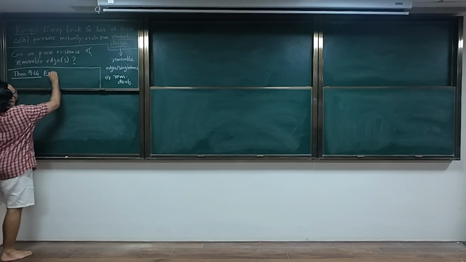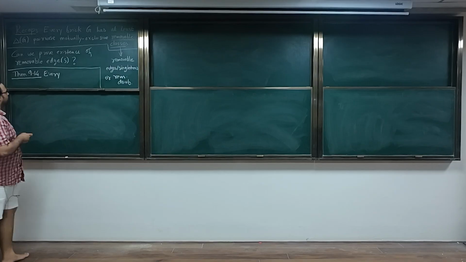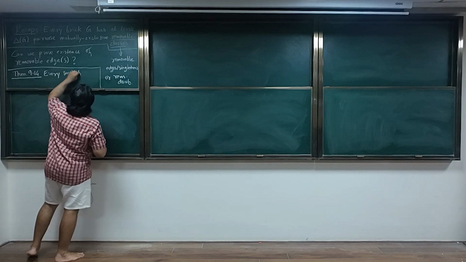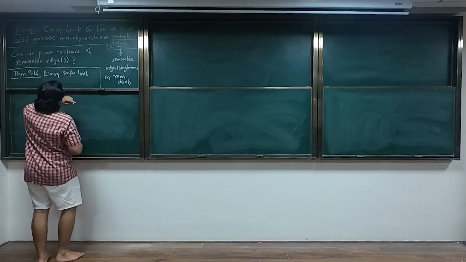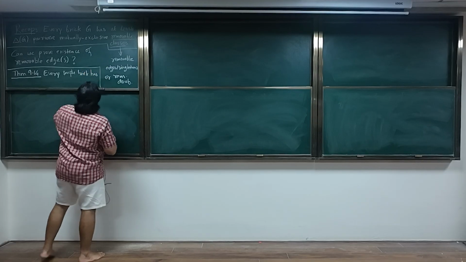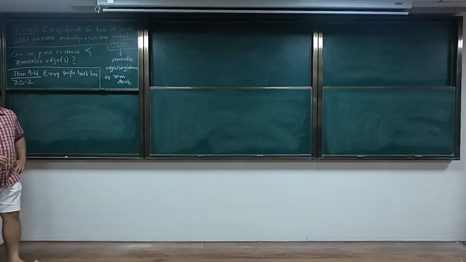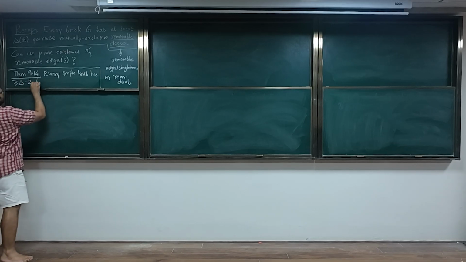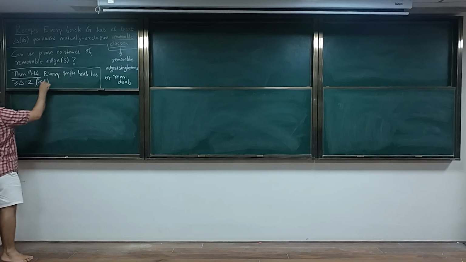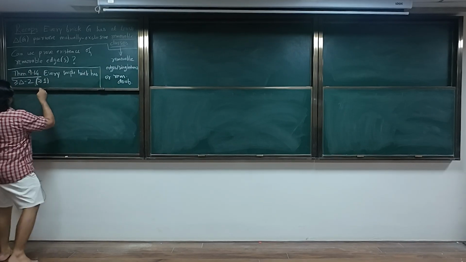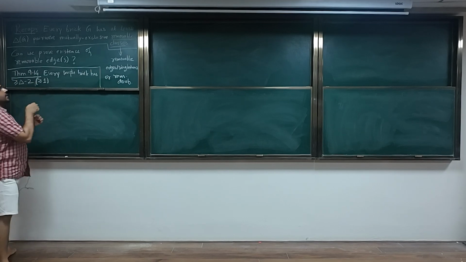Every simple brick, well, if it is not simple, anyways, there is a removable edge. I'm still deciding whether I need simple or not. Let's see. Every simple brick has at least delta minus 2, which is at least 1, removable edges. In fact, I can pick a vertex of degree delta.